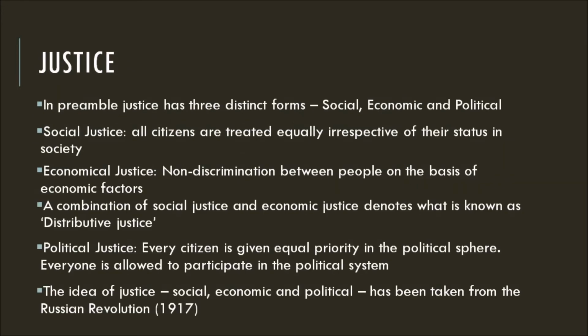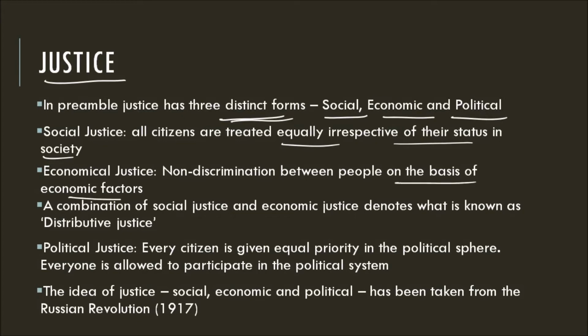Another important term that is mentioned in the preamble is justice. In the preamble, justice has three distinct forms: social, economic, and political. By social justice, we mean that all citizens are treated equally irrespective of their status in society. By economic justice, we mean that there shouldn't be any discrimination between people on the basis of their economic factors. And a combination of social justice and economic justice is known as distributive justice.